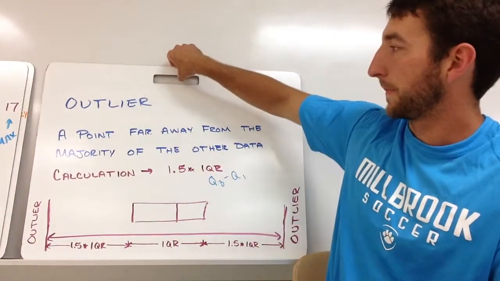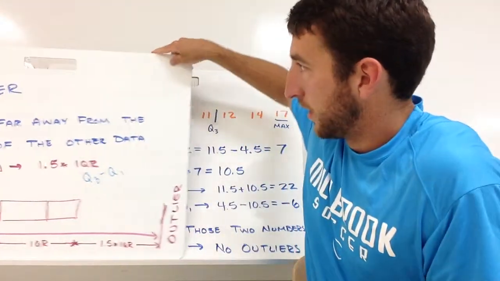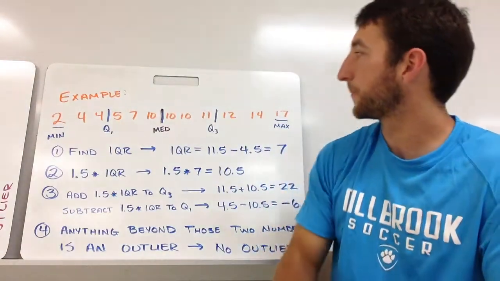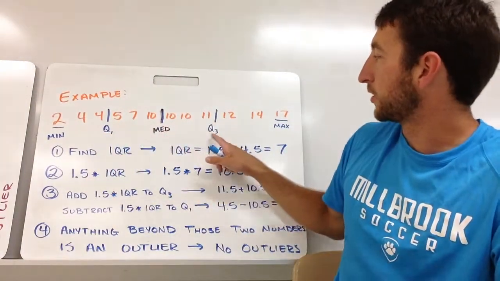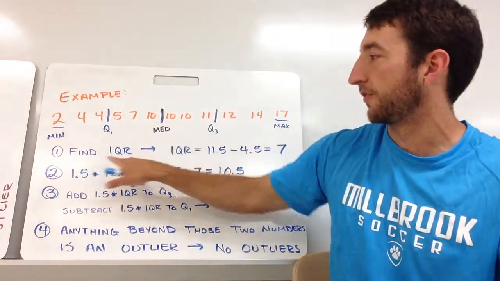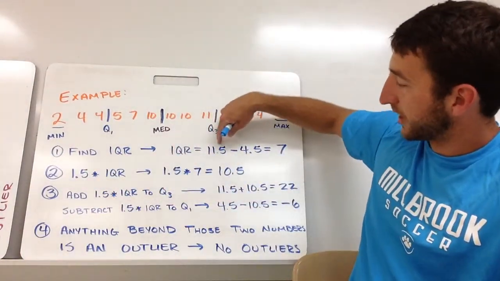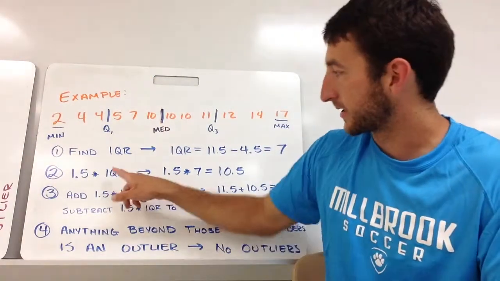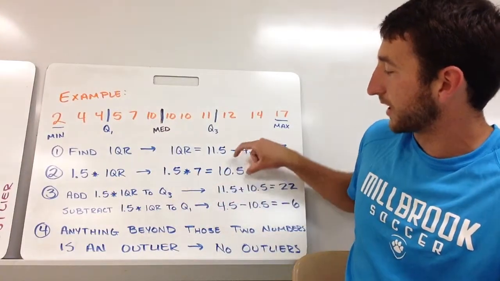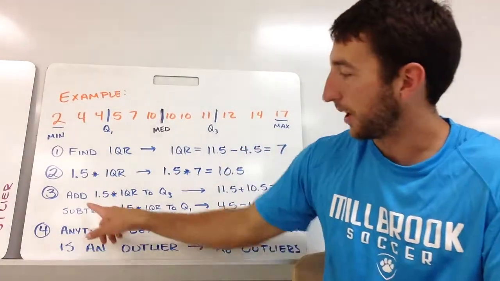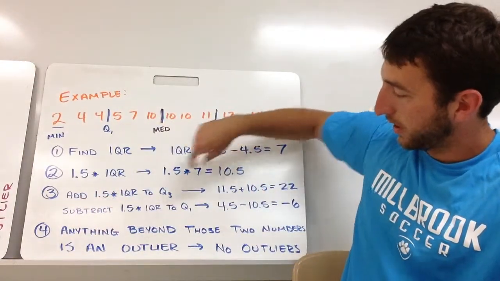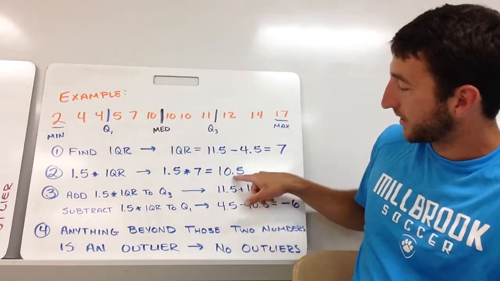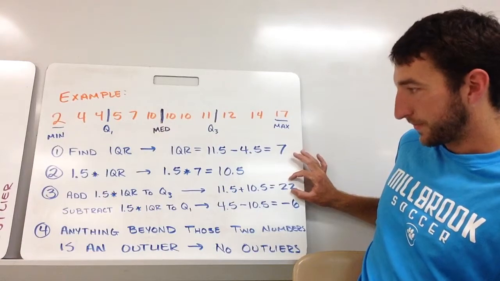So let's do an example. I've got my same data set that I had before. I found my median, my Q1, my Q3, my minimum, and my maximum. So step 1, I need to find the IQR. I'm going to take my Q3, which is 11.5, subtract my Q1, which is 4.5, so that gives me 7. Then I take that 7 and multiply it by 1.5, so that gives me 10.5. Now I'm going to add this number to my Q3. So I take my Q3, which is 11.5, add the 10.5 that we got, and I get 22.